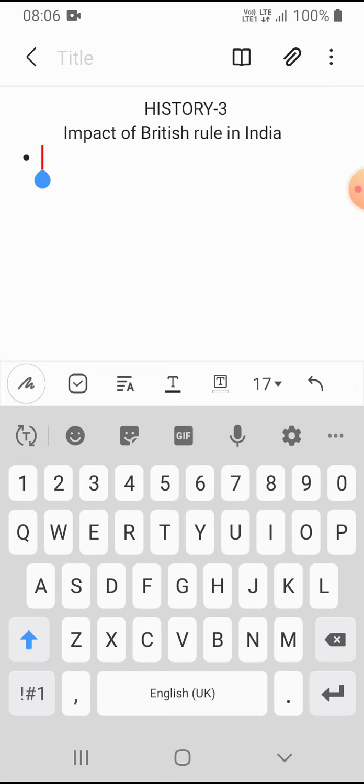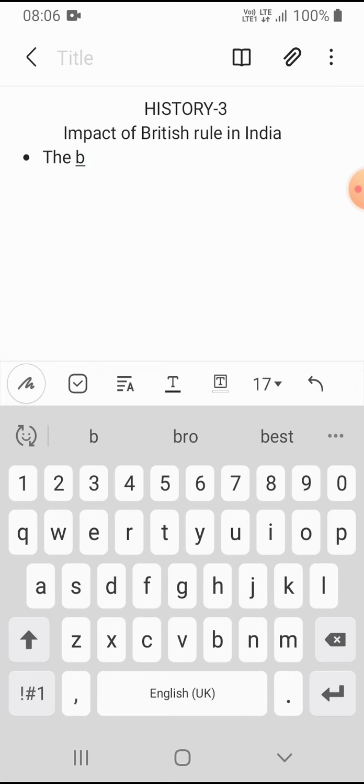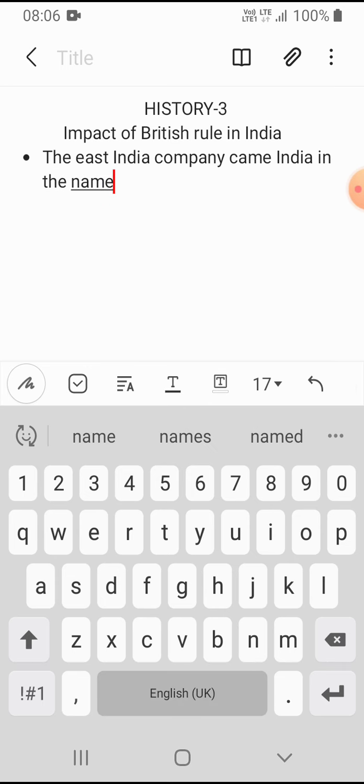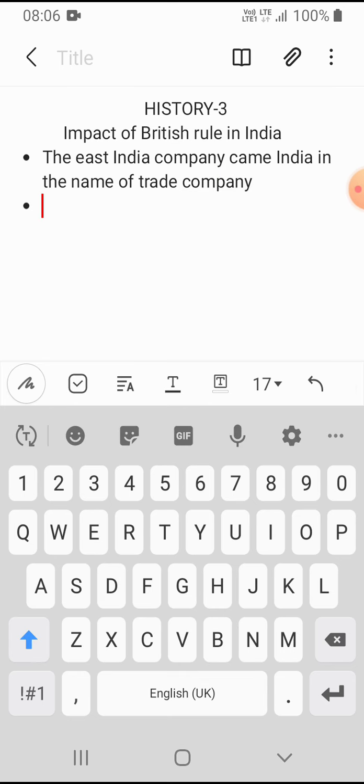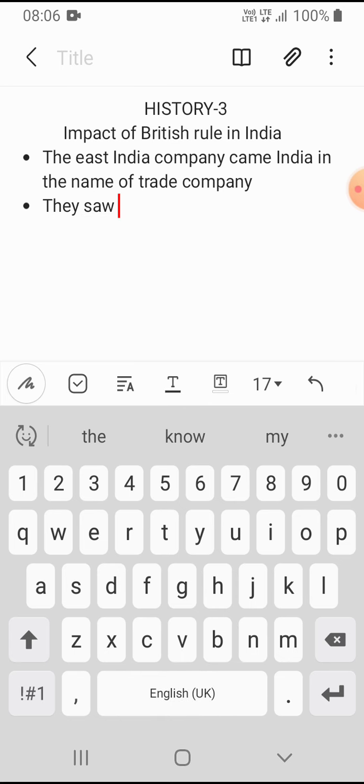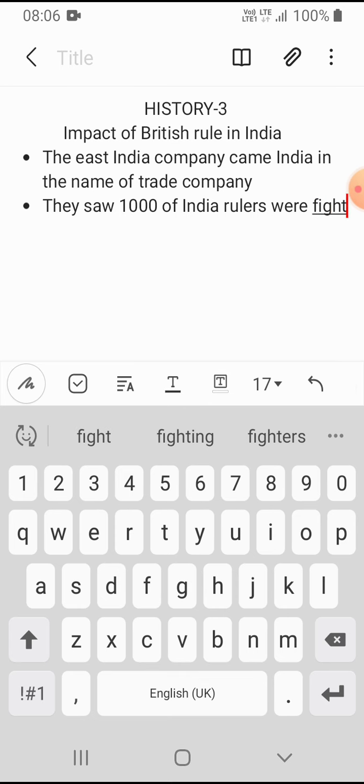So, as you all know, the East India Company, the British East India Company, came to India in the name of a trade company. They saw thousands of Indian rulers fighting with each other.